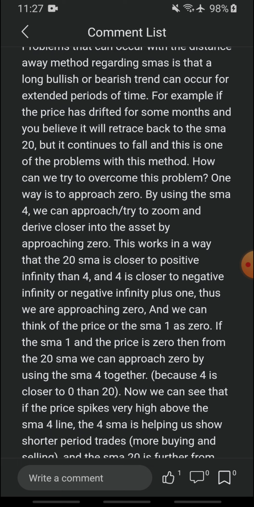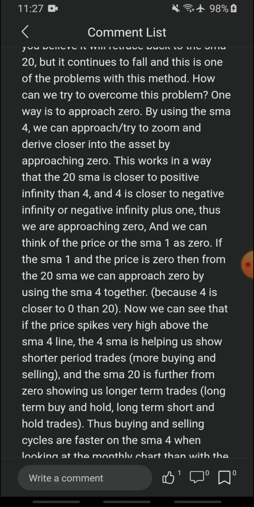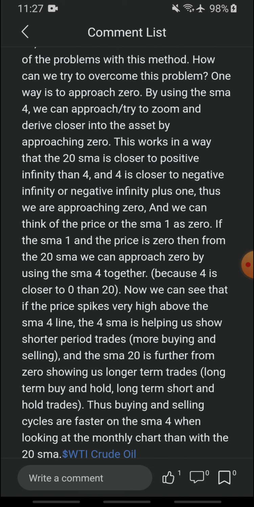So in this article, I talked about a way to overcome that, which the way I think of it is to approach zero. You can approach zero by using the SMA 4. We were talking about the SMA 20, and now I'm talking about the SMA 4. So we can add another simple moving average, the SMA 4, and we can try to zoom and drive closer into the asset by approaching zero.